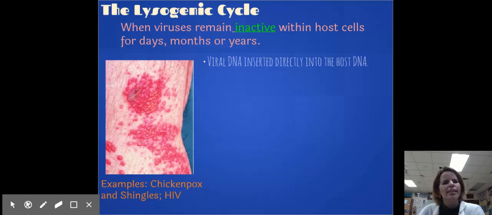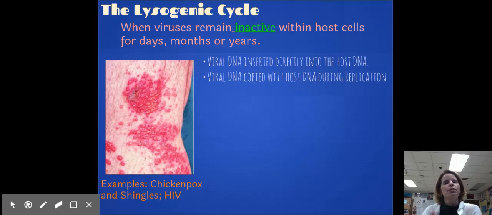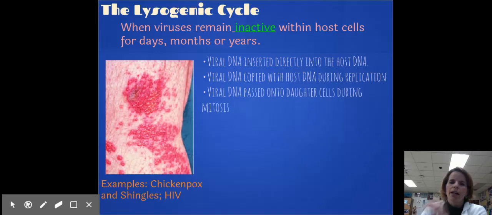So what exactly is happening in the lysogenic cycle? I'm not going to go into real detail here, but basically the virus's DNA is inserted directly into the host's DNA, and the virus's DNA is copied with the host's DNA during replication. But at no time does the cell start building the virus. It just starts copying the virus's DNA. Every time that cell divides, it copies the DNA.